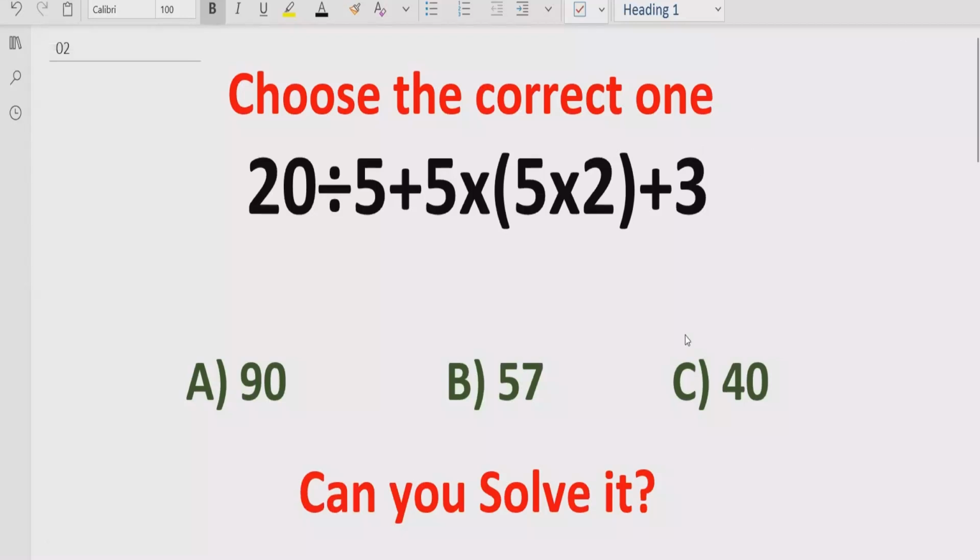Today we will solve another quiz which is related to arithmetic expression. It is a very simple quiz, and the expression contains the basic operations: plus, multiplication and division. So we have to solve this quiz using the PEMDAS method and find out which answer is correct.